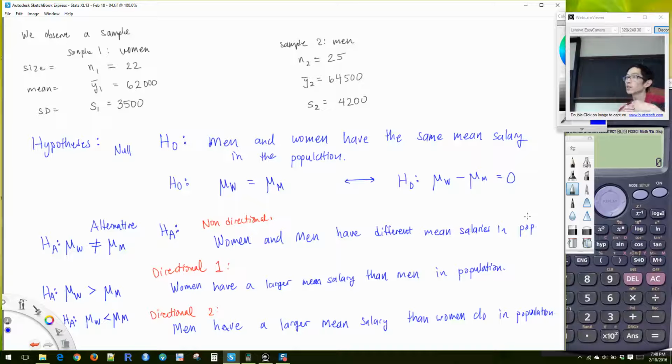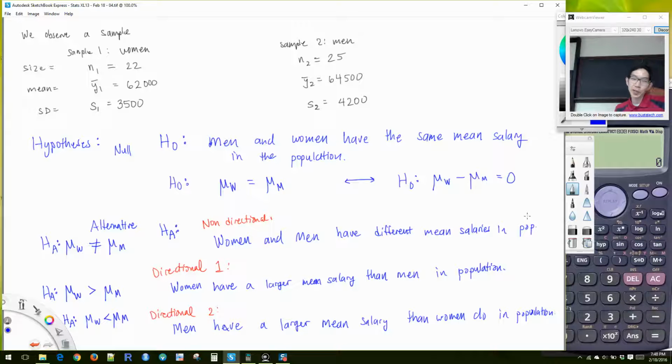Yes? Why would it be less than or equal to or greater than or equal to? So you don't put the less than or equal to or greater than or equal to in the alternative because the null hypothesis has the equal to. Oh, okay. So the null hypothesis has the equal to, so the alternative is either going to strictly be greater than, less than, or not equal to. Okay? All right.